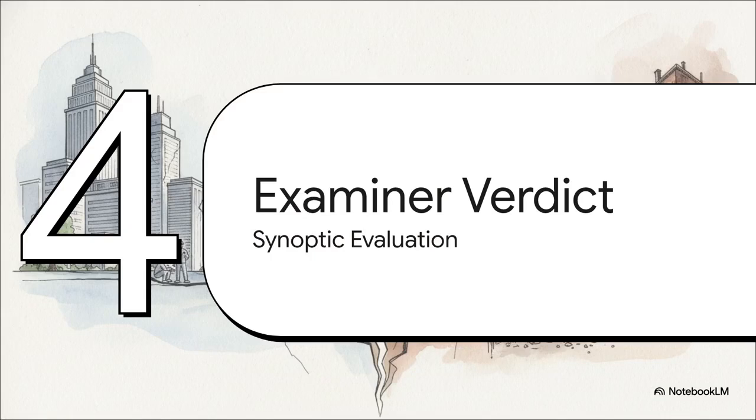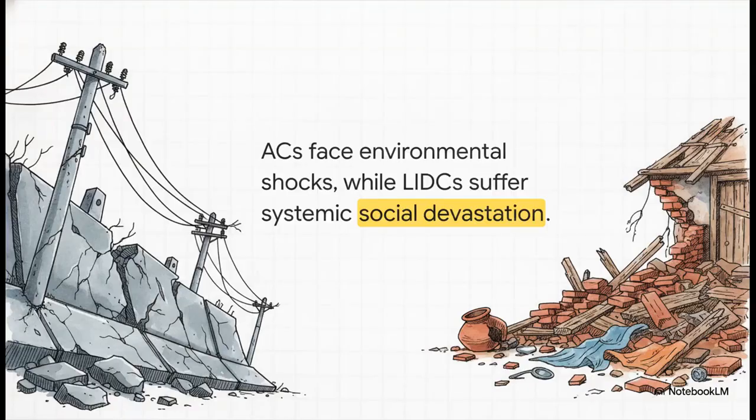All right, Section 5, the examiner's verdict, synoptic evaluation. This right here is exactly what elevates your standard run-of-the-mill essay into a standout A-star answer. So the crucial point really comes down to this. While advanced economies suffer unprecedented economic and highly complex environmental shocks, which, ironically, are often made way worse by their own advanced infrastructure, low-income developing countries suffer fundamentally systemic, deep-rooted social devastation. Grasping that cements the definitive contrast between Japan's built-in, yet occasionally flawed technological resilience and Nepal's absolutely devastating, compounding socioeconomic fragility.